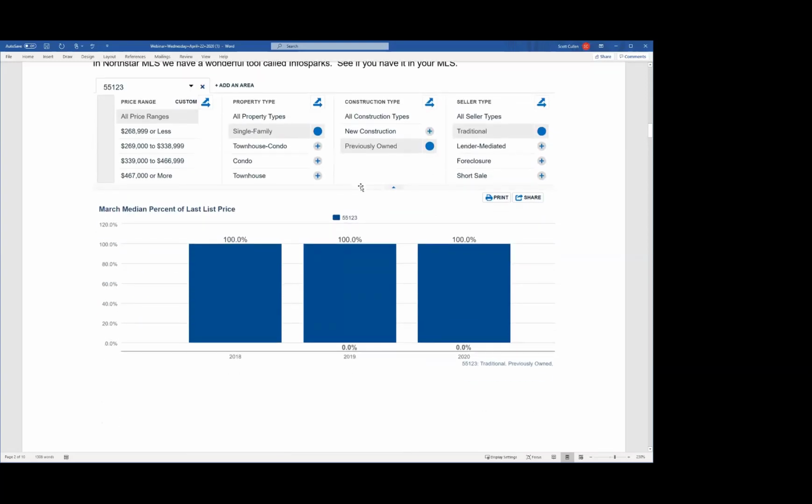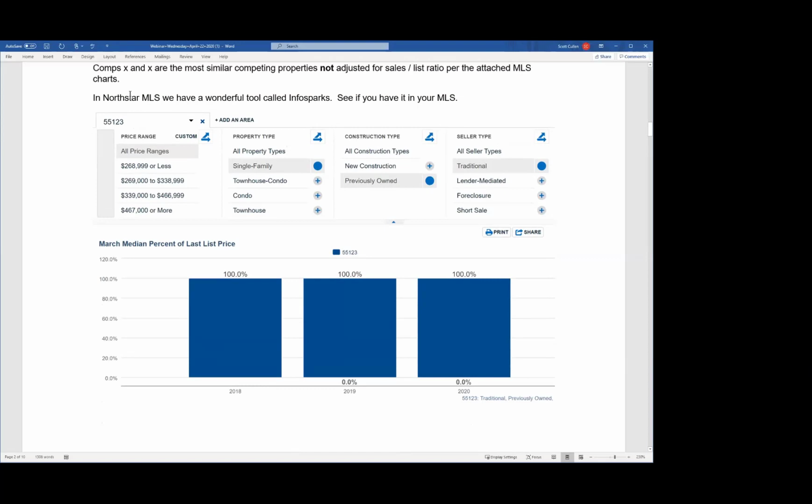Now, in my market, we have Northstar MLS, and they've got a tool that you may have in your MLS. I'm not sure. I know that it was developed here and sold to many other MLS systems. So check in your MLS and see if you have InfoSparks. It's just a very nice tool for appraisers. And here's how I use it in that second part where I'm trying to show if there's an adjustment for pending or active, okay? I've selected my geography by my zip code.